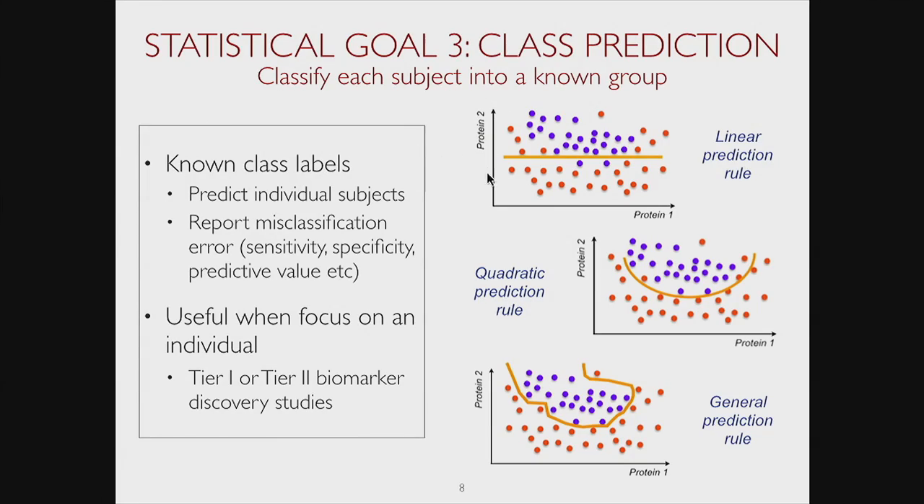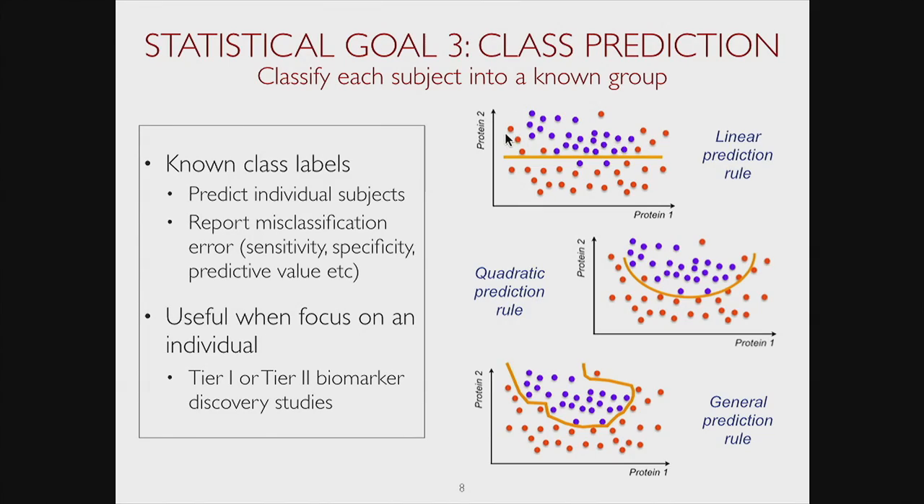But now our goal will be, let's say if we have two proteins, to find some kind of decision rule which classifies the individual subjects into healthy and disease. So here blue is healthy, red is disease. Here I have a simple rule where I say protein 1 doesn't matter. Low values of protein 2 mean disease. High values of protein 2 mean healthy.